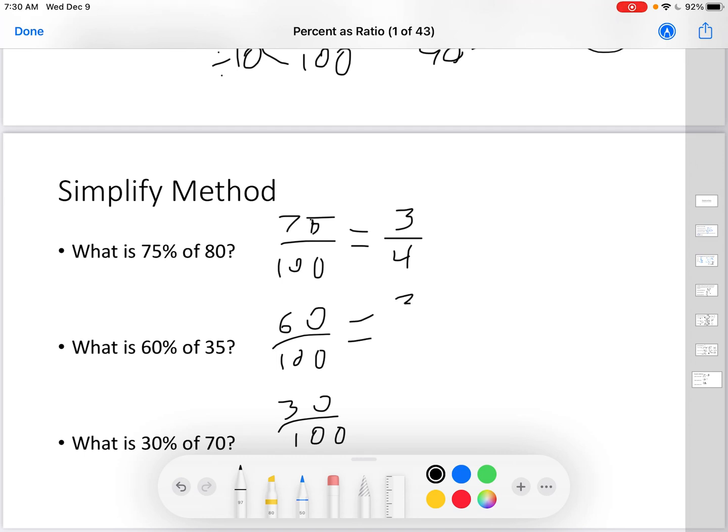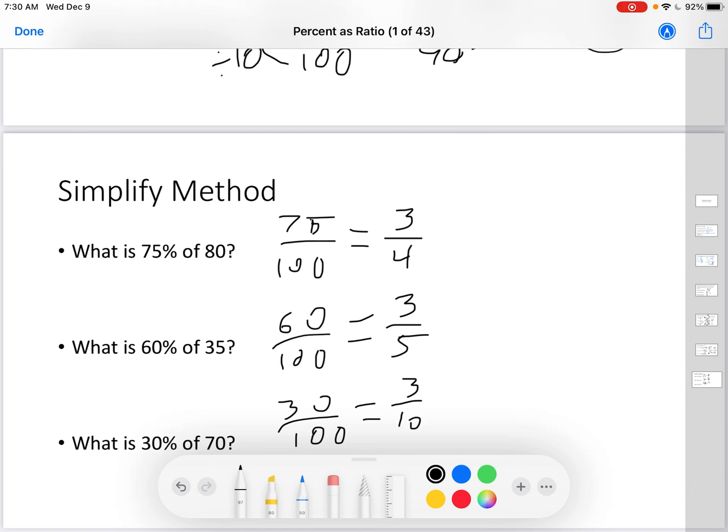Divide them by 20. That's 3/5. 100 divided by 20 is 5. 60 divided by 20 is 3. 30 100ths. Divide them both by 10. 3/10. Okay, I've simplified them.